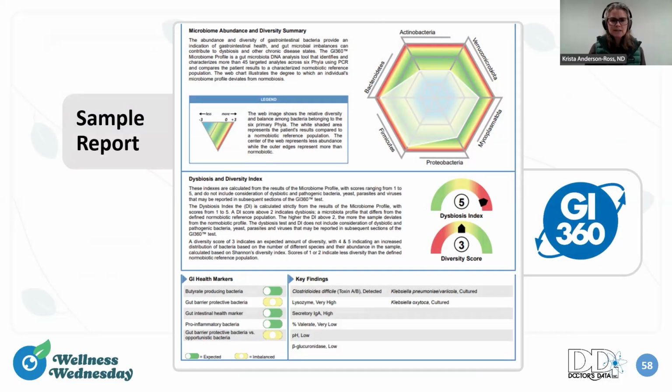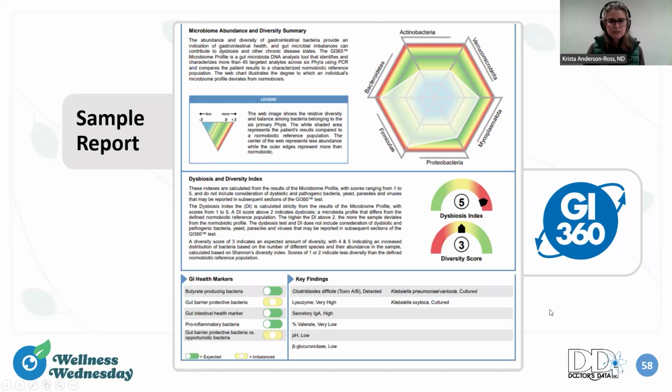So the colorful hexagon in the upper right is showing microbial abundance and balance across the 6 major phyla of a normal biotic microbiome in a healthy person. So the white shaded area represents the patient's results. Any results that fall inward are representative of insufficiency, and those that fall outward are abundance or too much.